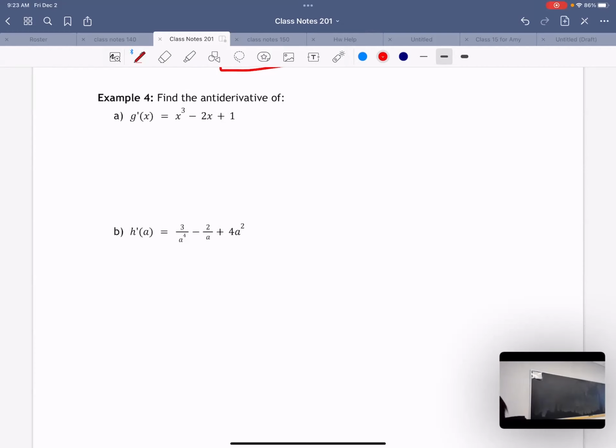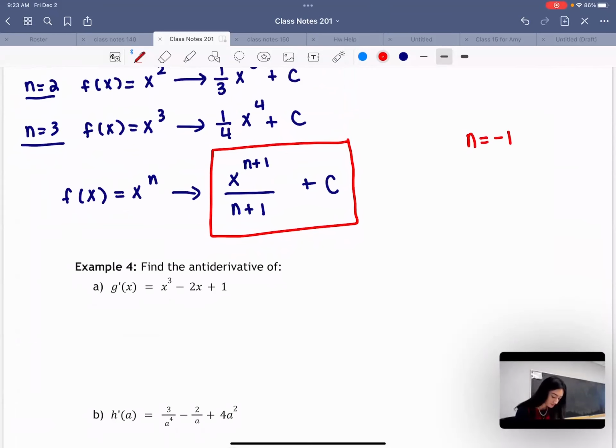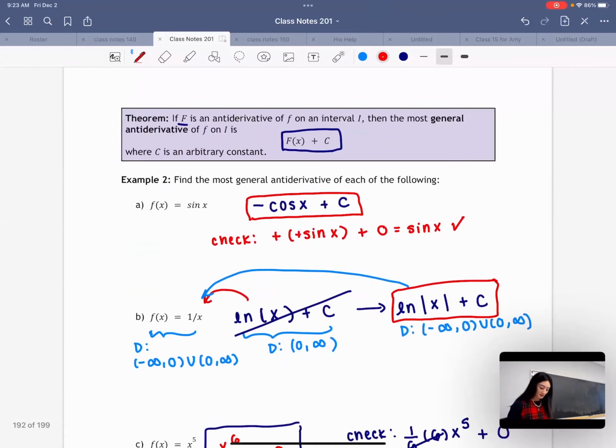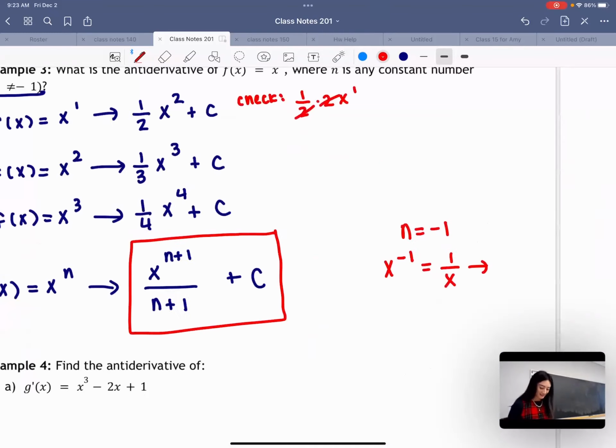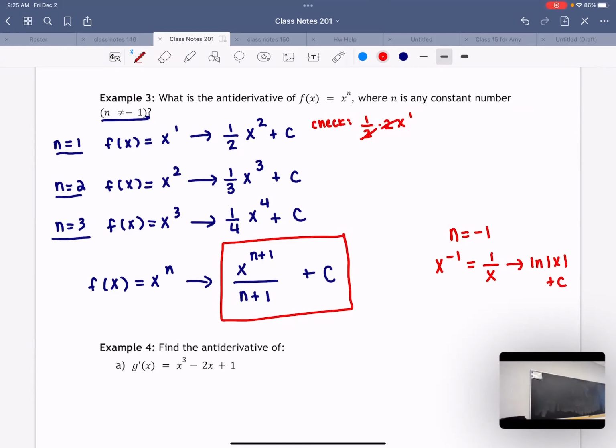Oh, wait. What was your question? What do you do when n equals -1? Okay, let me talk about this. When n equals -1, we have x to the negative first power, which is 1/x. If I want to find the antiderivative of 1/x, didn't we kind of do that in example B? Yeah, so the antiderivative of this is the natural log of the absolute value of x plus c.